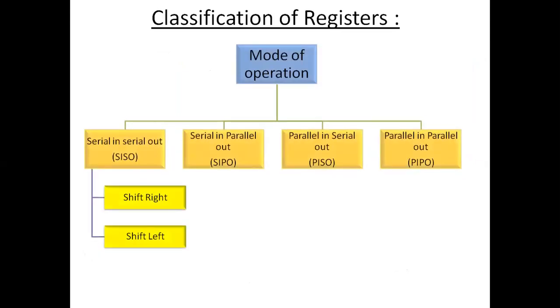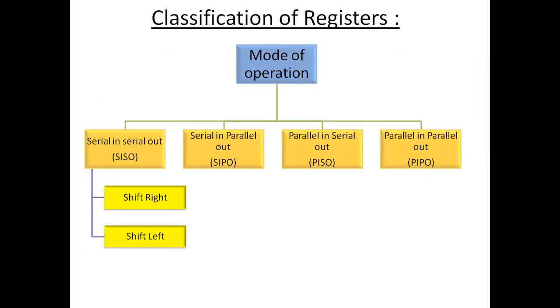So what are the different types of register? Now, depending on the mode of operation, the registers are basically of 4 types. One is serial in, serial out. Another is serial in, parallel out. Parallel in, serial out. Parallel in, parallel out. In case of serial in, serial out, shift register may be of two types.